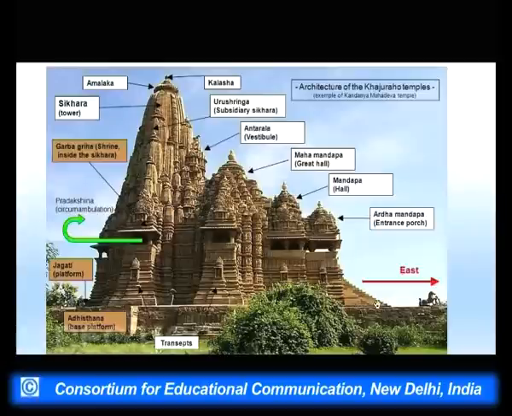Let's take an example from Kandariya Mahadev in Khajuraho to explain how this functions. You can see the kalash here, the amalak here, this is the shikhara, this is the latina shikhara. Then you have the pradakshina, the jagati is the plinth on which it's been raised, the platform and the adhishtan. Now we come to the subsidiary shikharas on the main shikhara. Here you can see this line of subsidiary shikharas.